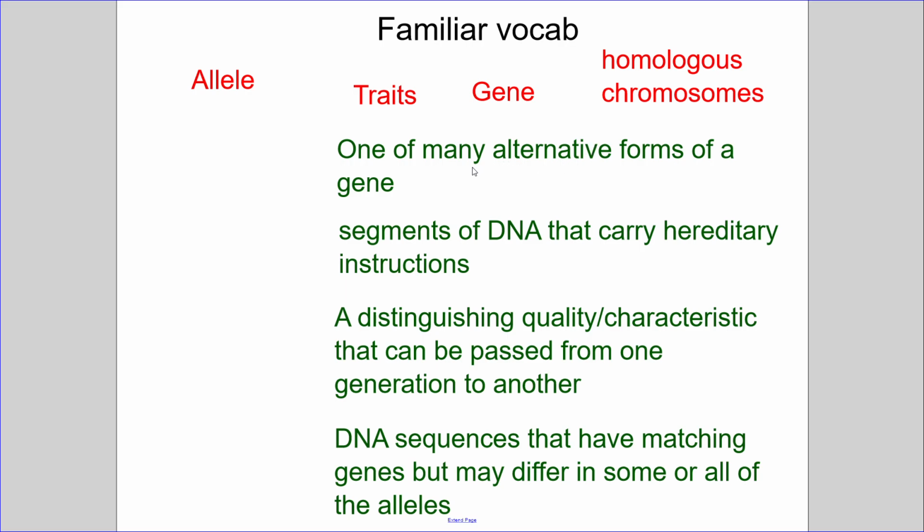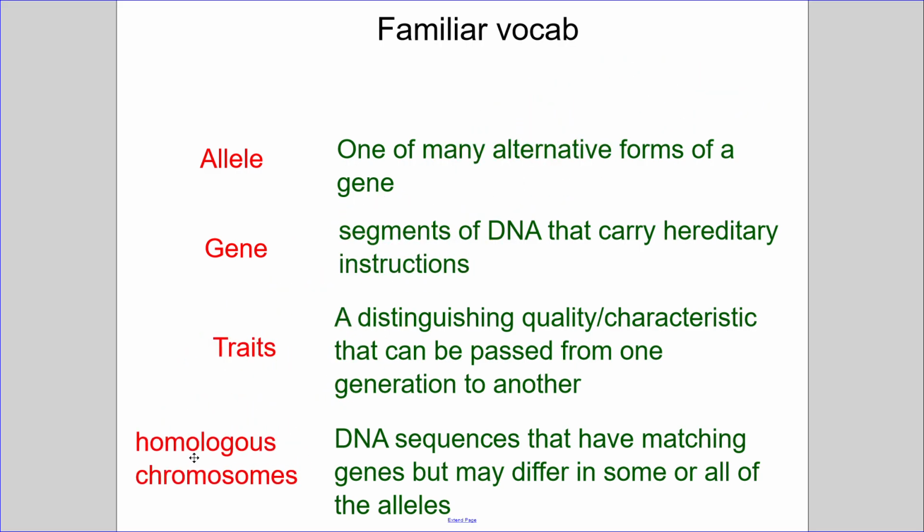One of many alternative forms of a gene, we're going to call that an allele. Segments of DNA that carry hereditary instructions, what do you think that's going to be? That is your gene. A distinguishing quality or characteristic that can be passed from one generation to another, we'll call that traits. And lastly, DNA sequences that have matching genes but may differ in some or all of the alleles are going to be homologous chromosomes. Remember, you get one from your mom and one from your dad. So these four terms are going to be really important in understanding the upcoming discussion on genetics. Let's get started with that.